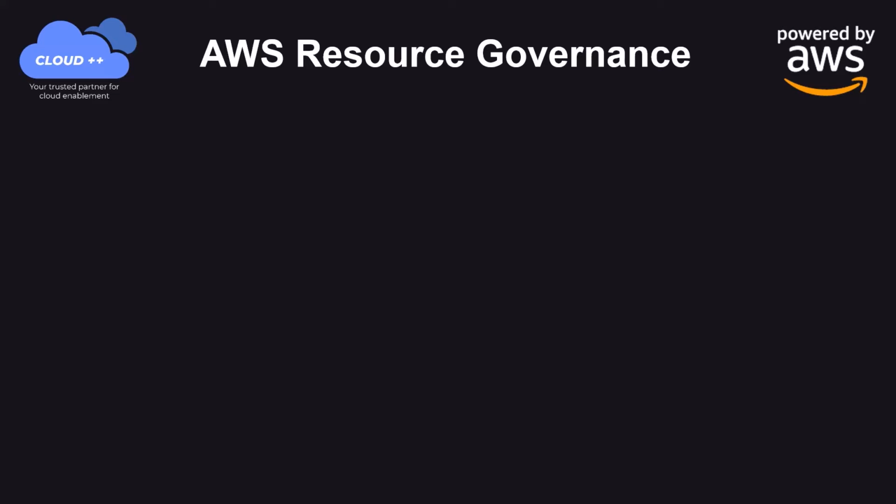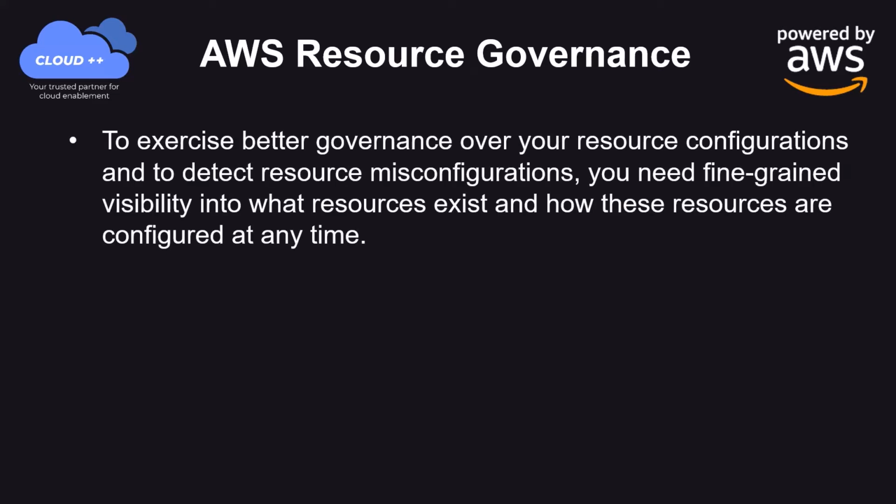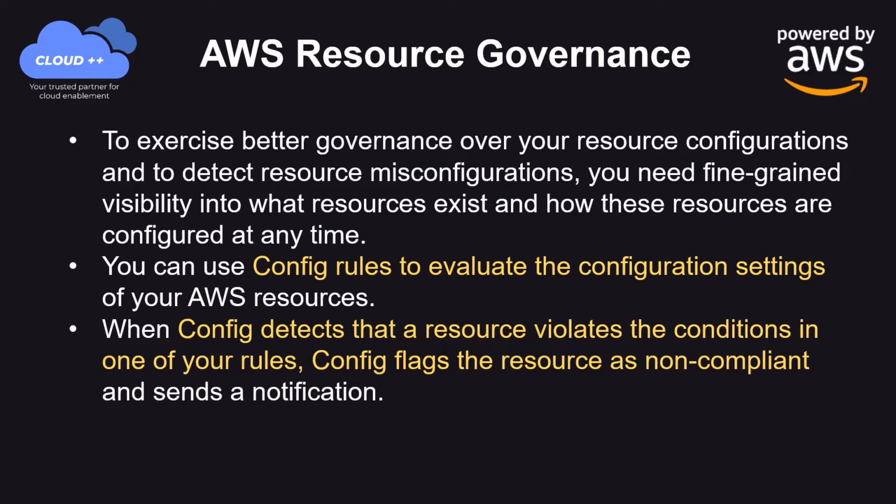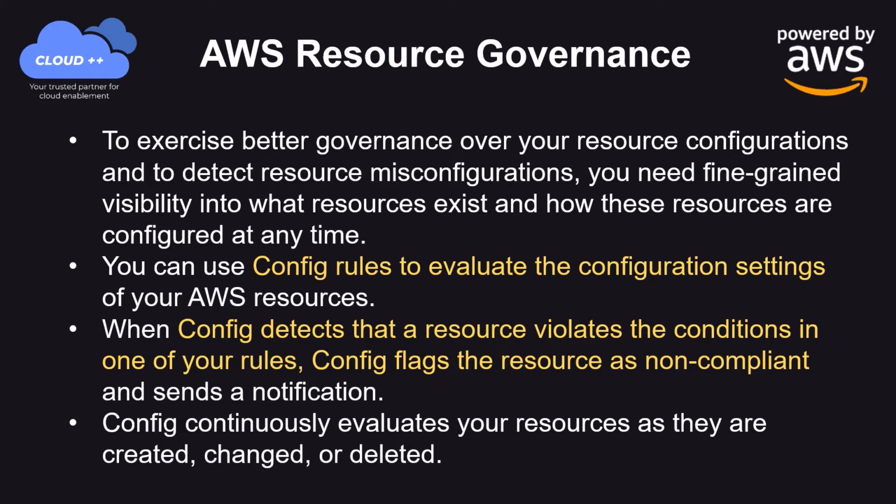AWS Resource Governance. To exercise better governance over your resource configurations, and to detect resource misconfigurations, you need fine-grained visibility into what resources exist, and how these resources are configured at any time. You can use Config rules to evaluate the configuration settings of your AWS resources. When Config detects that a resource violates the conditions in one of your rules, Config flags the resource as non-compliant and sends a notification. Config continuously evaluates your resources as they are created, changed, or deleted.